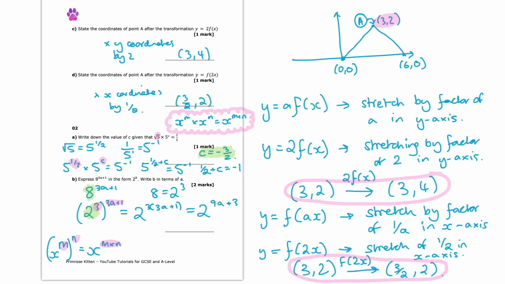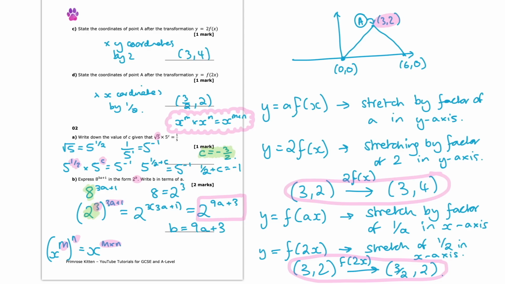And if we go back to the question, we wanted to rewrite 8 to the power of 3a plus 1 in the form 2 to the power of b. We've got that now, haven't we? 2 to the power of something. So we can say then that b is equal to 9a plus 3. And then we're great, we're done.